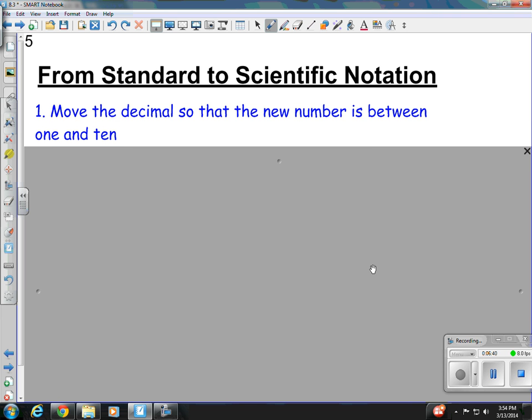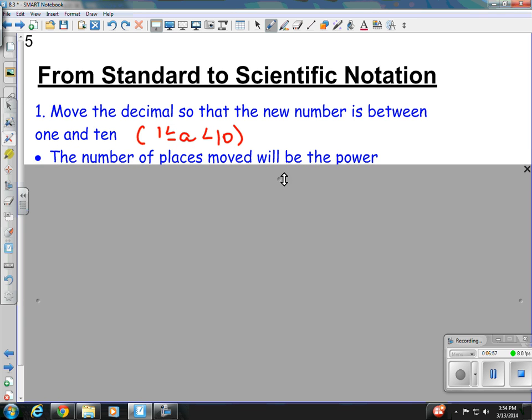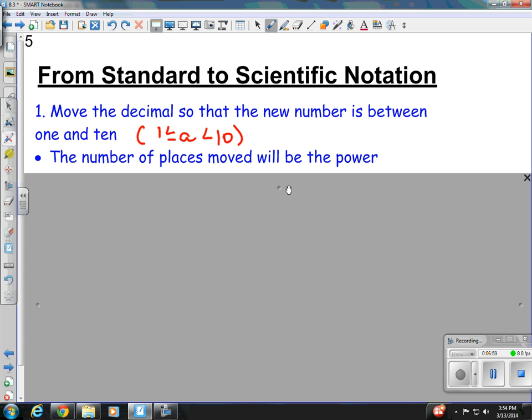So the first thing we're going to do is move the decimal so that the new number is between 1 and 10. Remember, our factor a has to be greater than or equal to 1 and less than 10. And then the number of places the decimal moved will be that power.